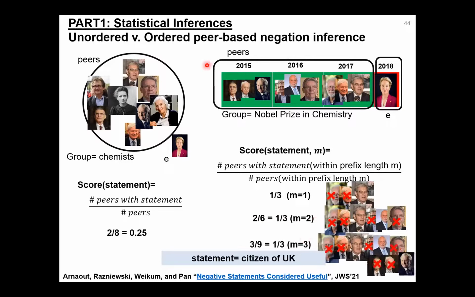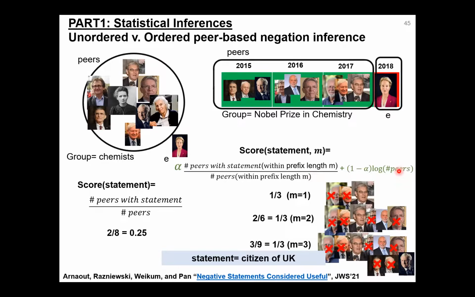Now I'm at 3. I'm reading 3 years. Again, 3 out of 9. That's 1/3. At this position, you can see that the score of the statement is the same at position 2017, 16, and 15. So which one is saying more? Which one should be considered as the most salient one? And for this, the scoring function has been updated to also reward the number of peers. So the more peers I read, the better.